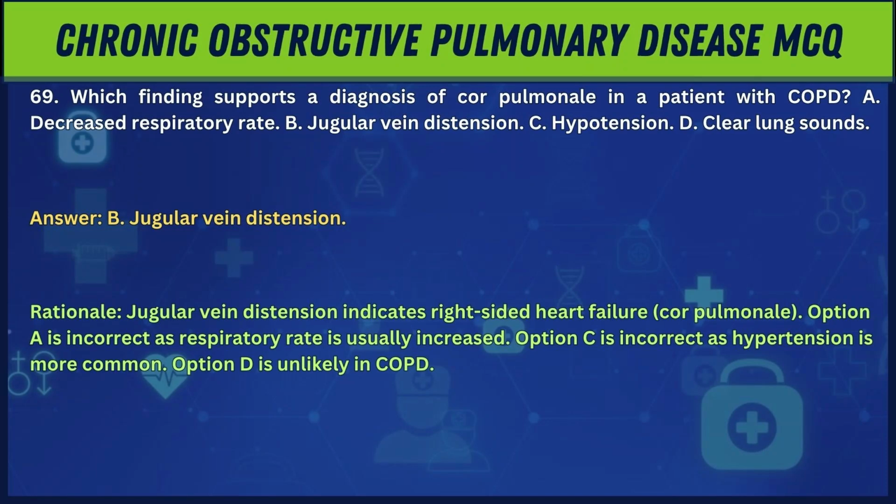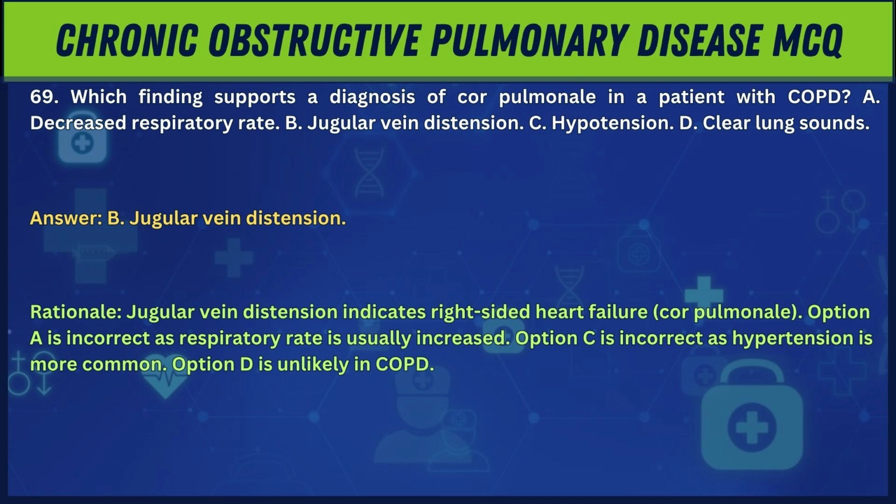69. Which finding supports a diagnosis of COR pulmonale in a patient with COPD? A. Decreased respiratory rate. B. Jugular vein distension. C. Hypotension. D. Clear lung sounds. Answer: B. Jugular vein distension.